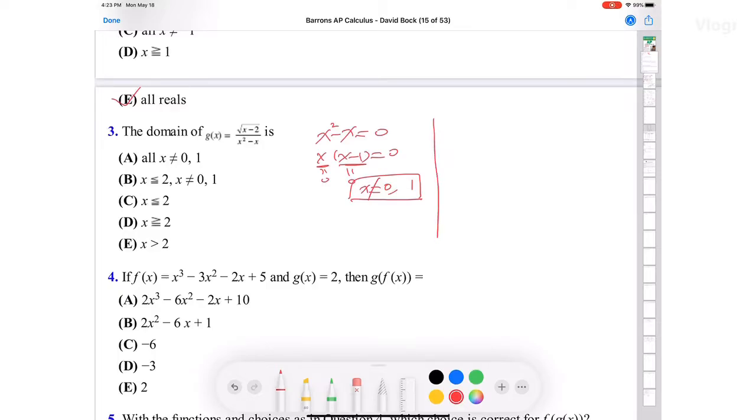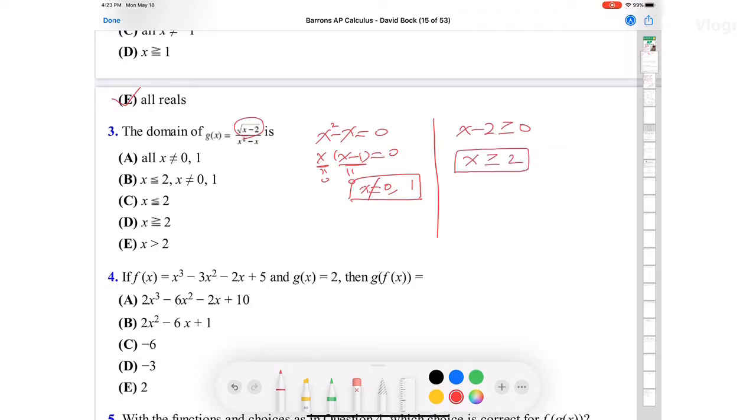What about the radical part? The numerator has a radical, right? Square root of x minus 2. To find the domain of a radical function, just find the x interval that makes the inside of the radical greater than or equal to 0. What is inside the radical? x minus 2 is inside the radical, right? That is supposed to be greater than or equal to 0, because a negative number makes an imaginary number inside the radical, right? So x is greater than or equal to 2.